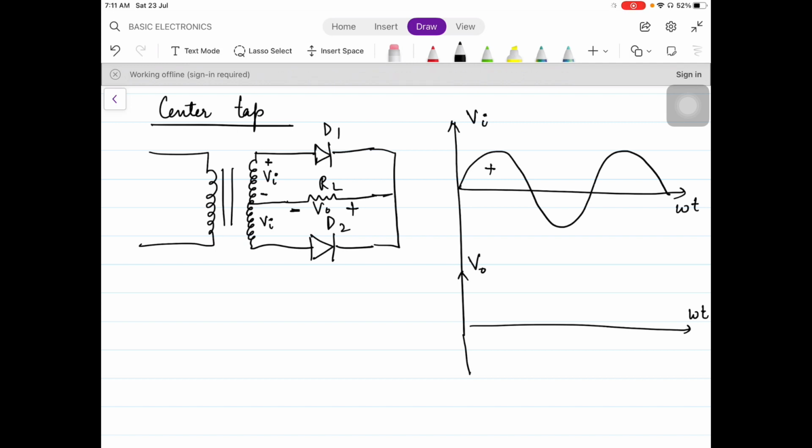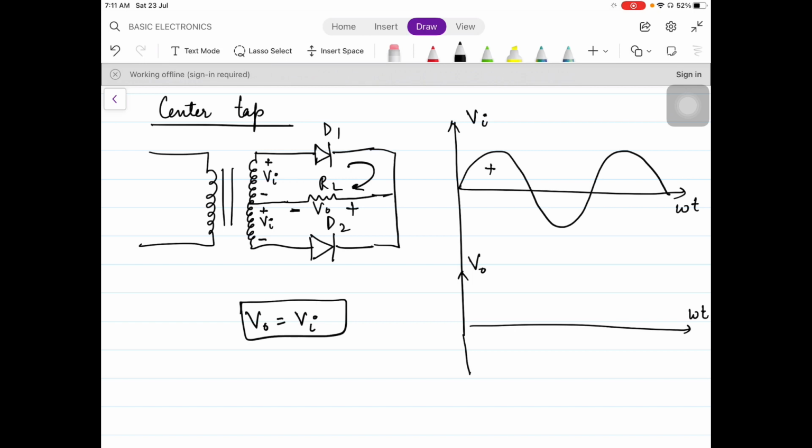Now for the positive cycle, the signs will be like this. So we can see that D1 is forward, D2 is reverse. D2 is reverse means D2 is open. That means no current will flow in the downward circuit or loop. So the current will flow in the upward loop, and when we calculate V naught by applying KVL, we will get V naught is equal to Vi.